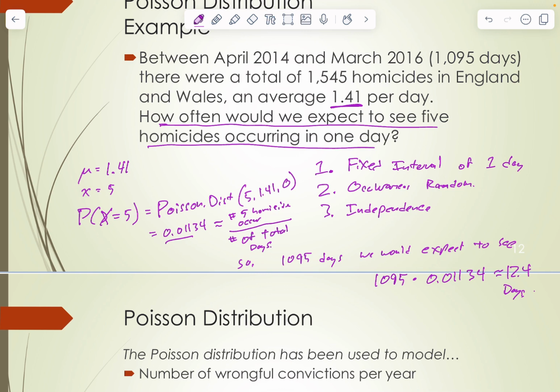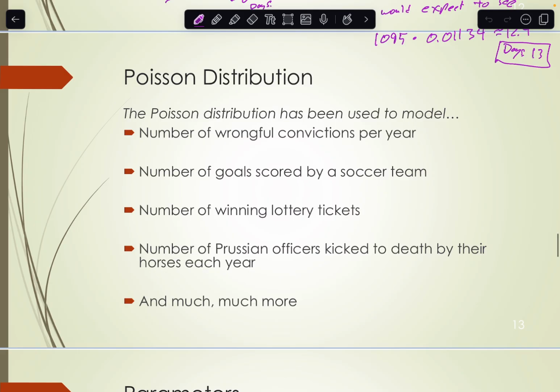According to the actual data, out of 1,095 days, there were, in fact, 13 days in which there were 5 homicides. So I'd say that worked out pretty well. Let's take a look at the Poisson distribution now.